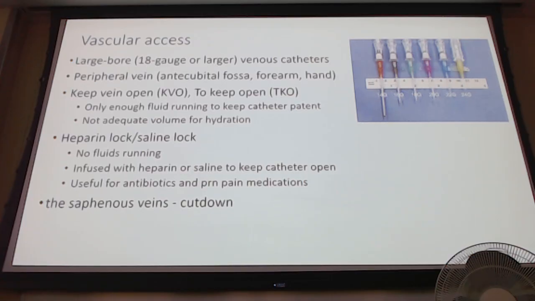But normally it's the AC on initial contact, okay? KVO, keeping the vein open, so you basically close off the line and have just a small drip to keep the line open. If you see TKO, to keep open, it's the same thing. It's not like an actual rate. We're not giving fluid for maintenance, resuscitation, or replacement. This is just a small drip through the line to keep that catheter and vein open. It is not adequate for volume hydration.